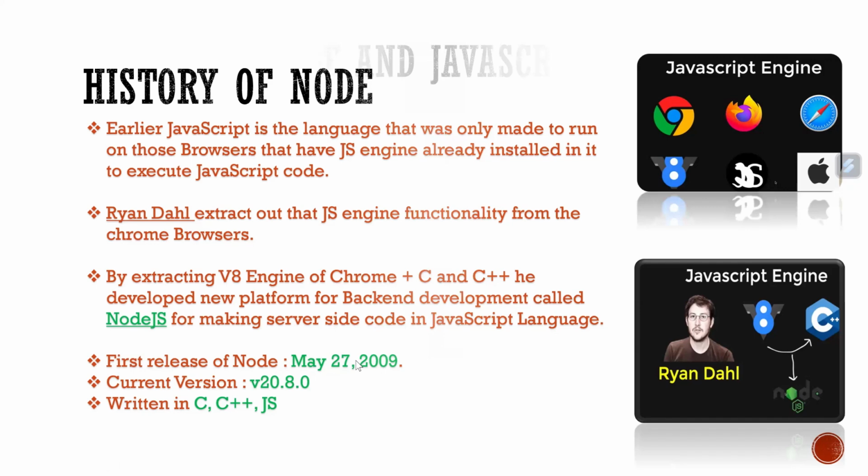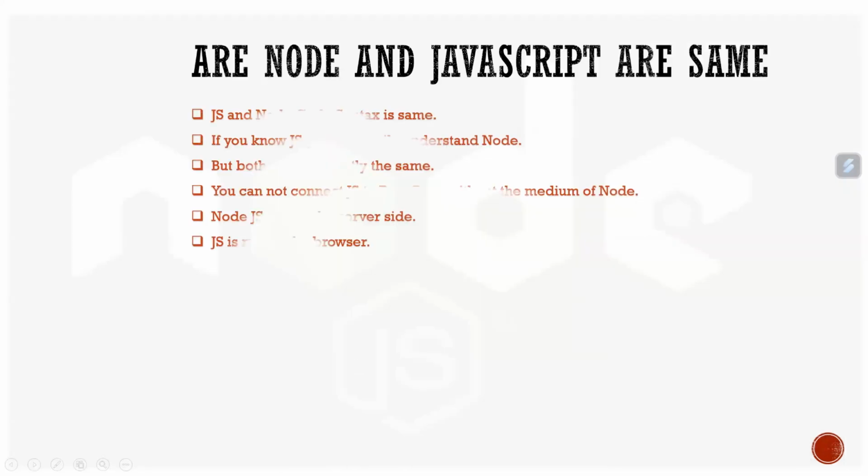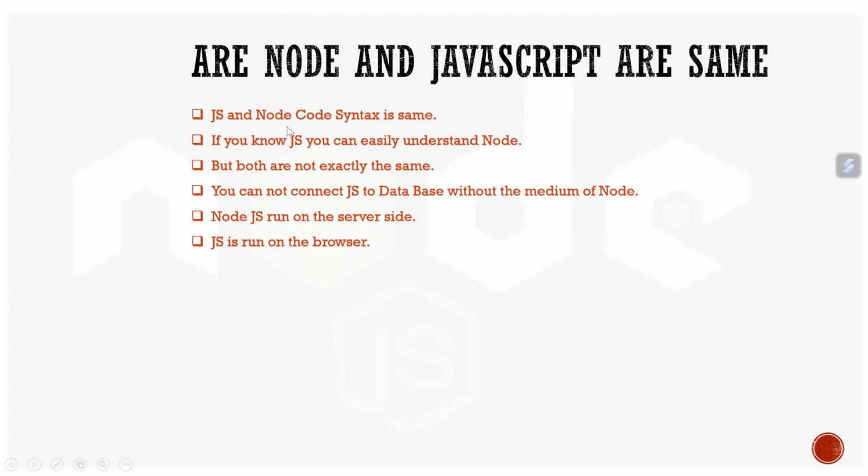Now next is, are Node and JavaScript the same? JavaScript and Node code syntax is the same, but there are some differences also that I will cover in my future presentation when I will mostly focus on the practical implementation. Then I will cover the API section and the syntax part. Next point is if you know JS, you can easily understand Node. This I have covered, but both are not exactly the same.